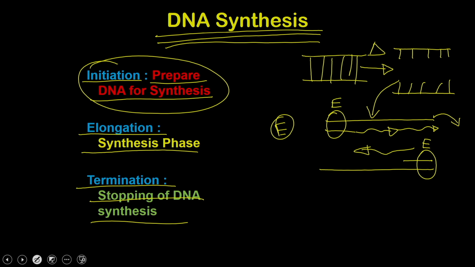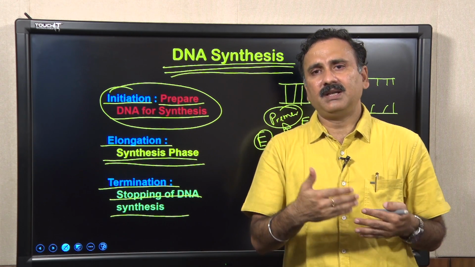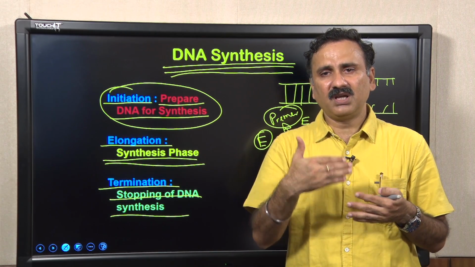Now, in the elongation phase, you can simply add small stretches of DNA sequences, which are called primers, and then you can add the enzyme. That is how it is going to start the synthesis process, and once it reaches the end, it is going to fall from the template, and that is how it ends up in the termination.